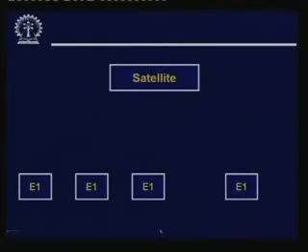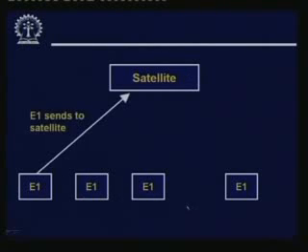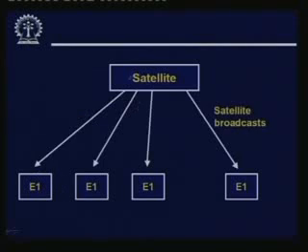Diagrammatically, let us try to illustrate it. Suppose we have a satellite out here and there are some entities out here. Some entity sends a control message to the satellite. This satellite broadcasts it back to everyone else. So, this is how it works.